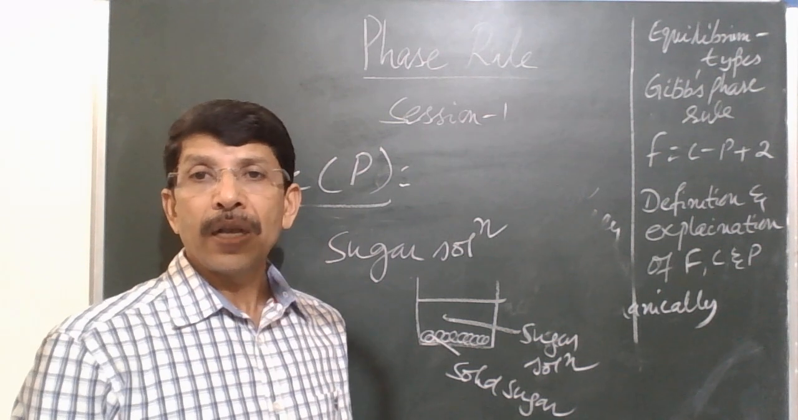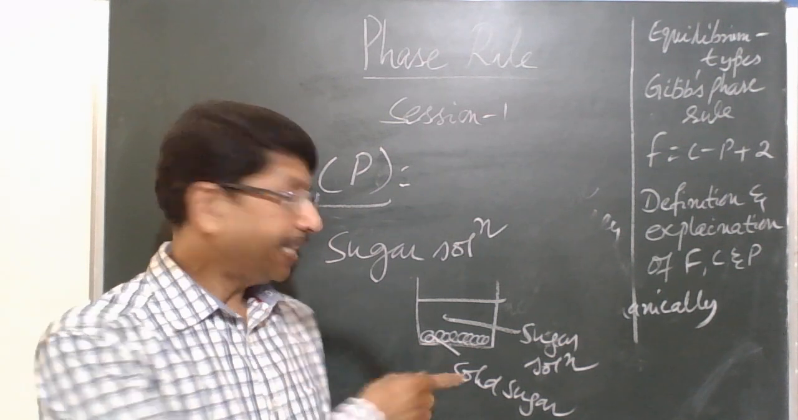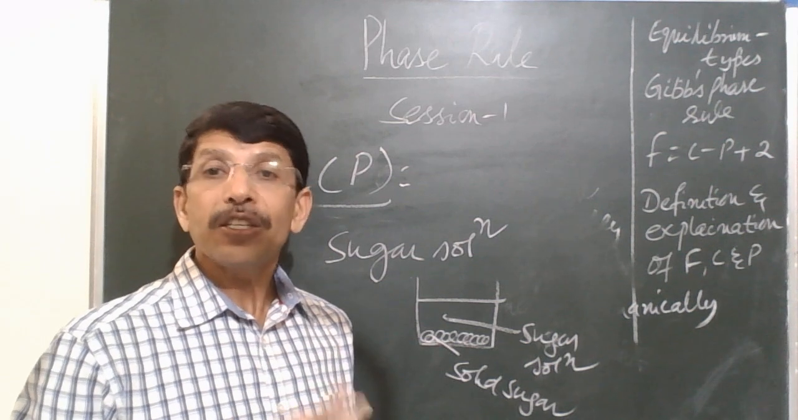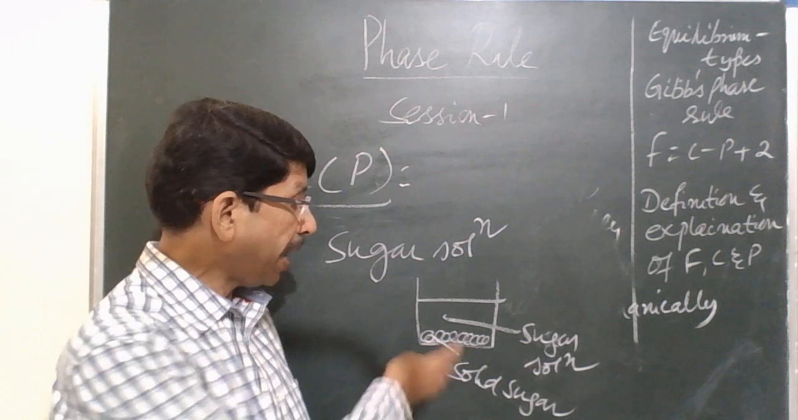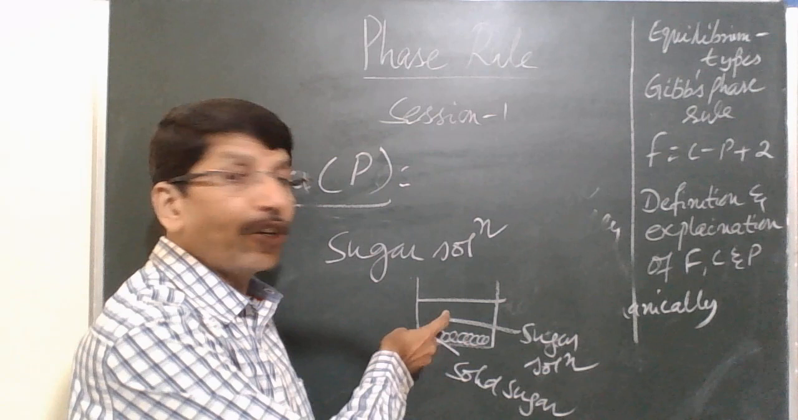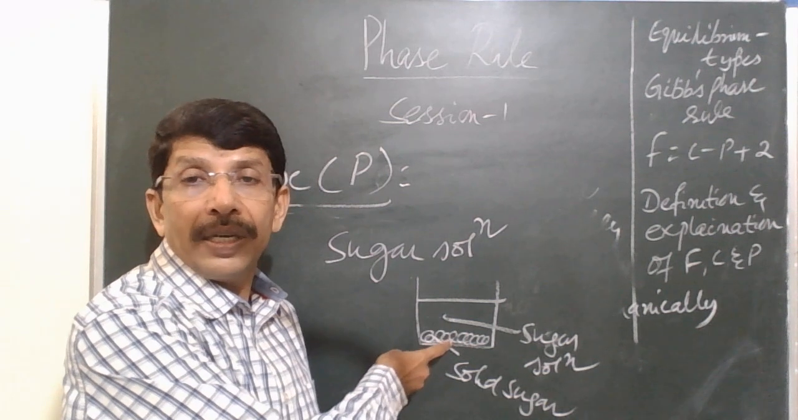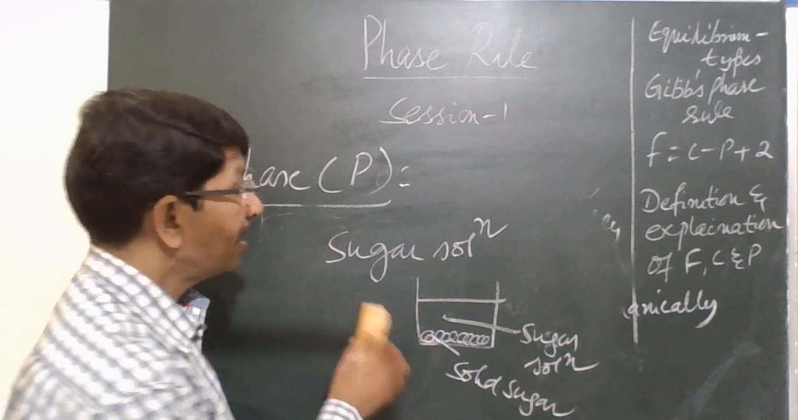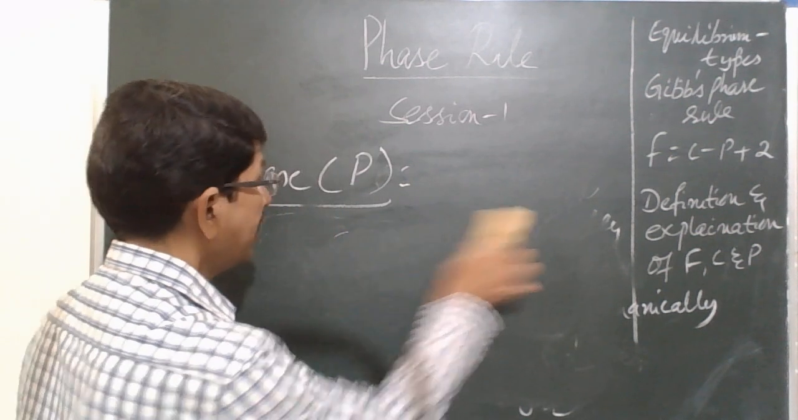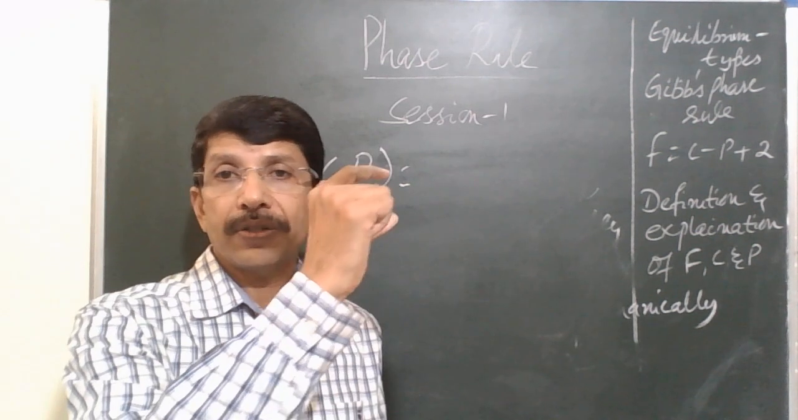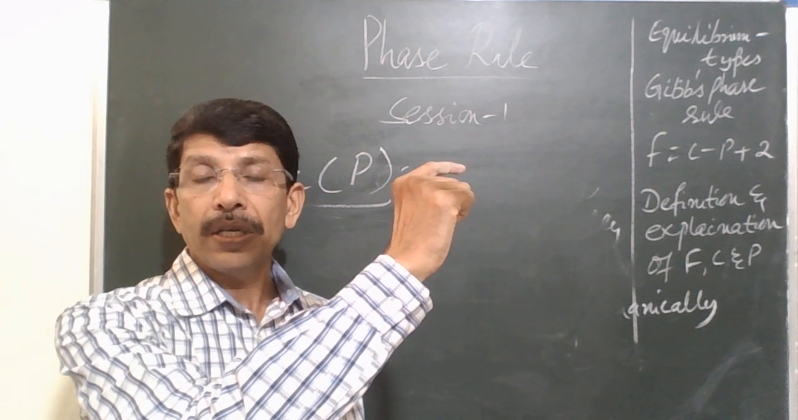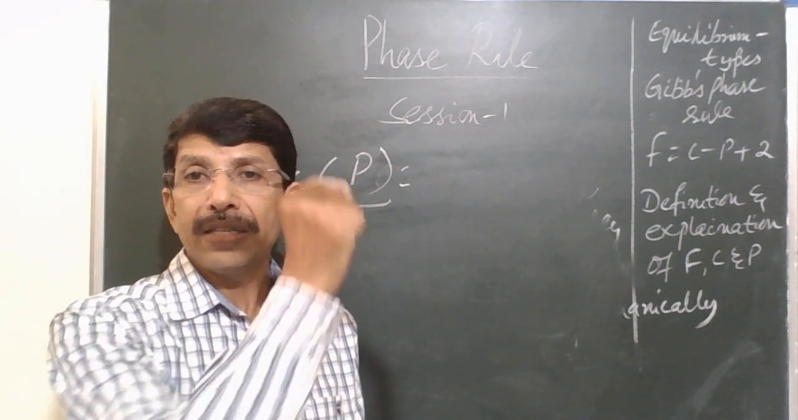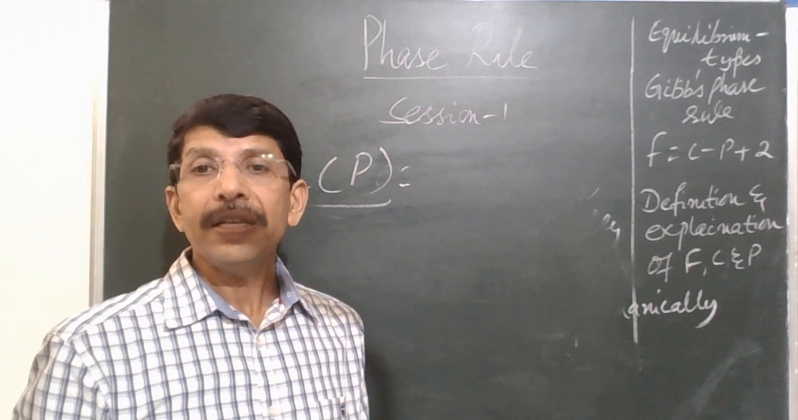So that undissolved sugar in equilibrium with the dissolved sugar solution constitutes what? Heterogeneous equilibrium. So this is a heterogeneous system: solid sugar in equilibrium with the sugar dissolved in water. So it is a heterogeneous system, and we have two phases. One is a solution of sugar phase, the other one is solid sugar phase. One is a solution phase, the other one is a solid phase.